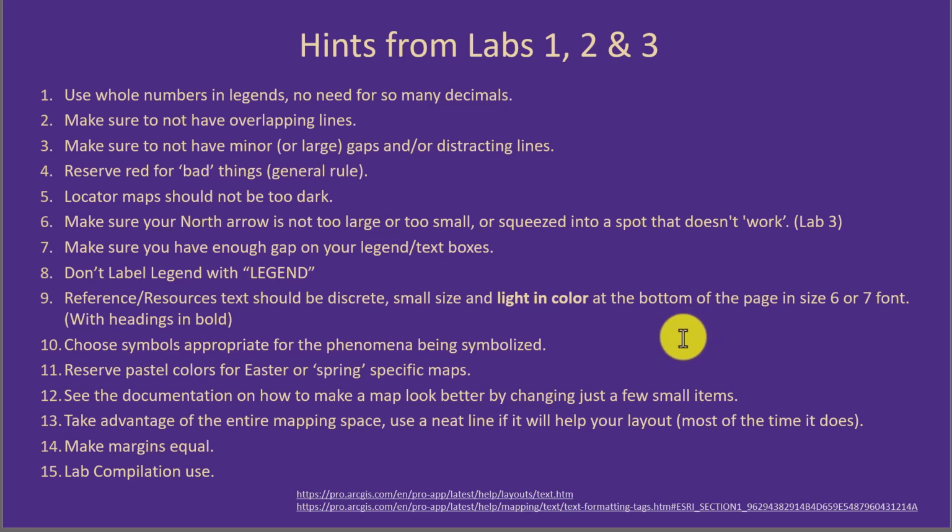And I have an example of that on an upcoming slide. Try to choose symbols appropriate for the phenomena being symbolized. Reserve pastel colors for Easter or spring specific maps. See documentation on how to make a map look better by just changing a few small items. You've downloaded several cartographic hint sheets and information about how to create a decent map, and be sure to browse through those when you're creating your final map for every lab.